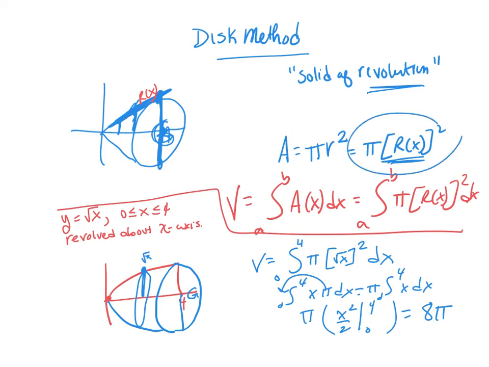So before we continue, remember, this is your formula. Area is equal to pi r squared, and r is the function.